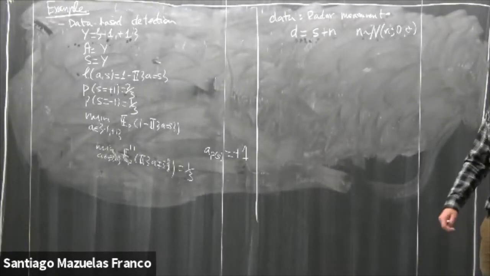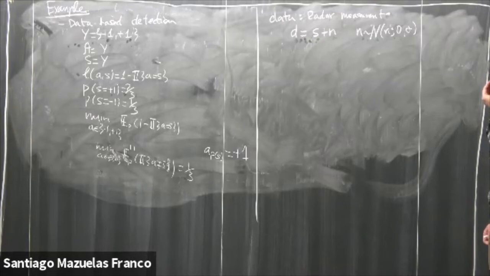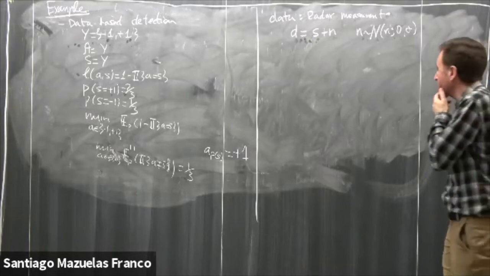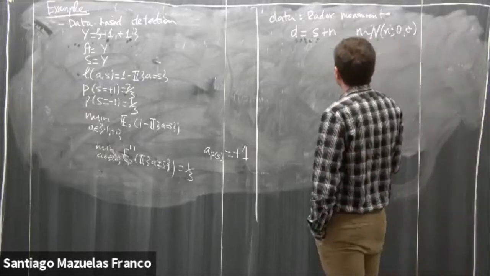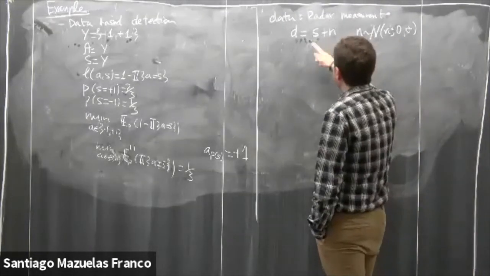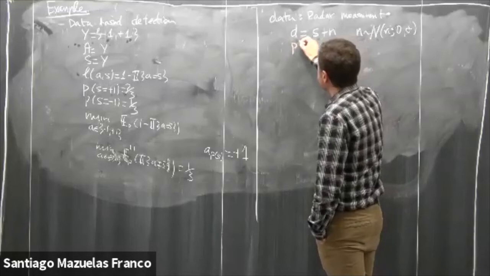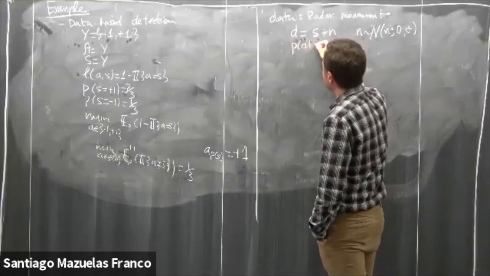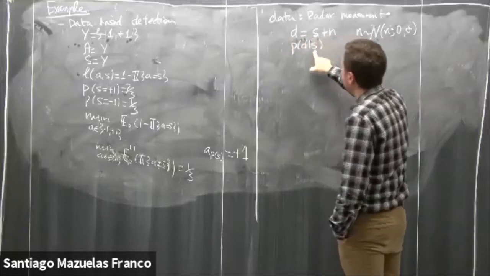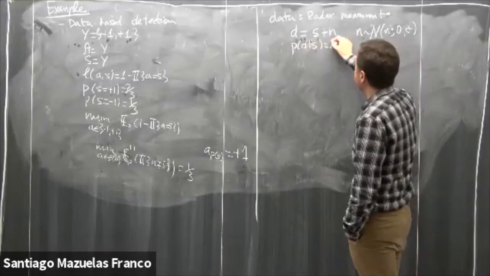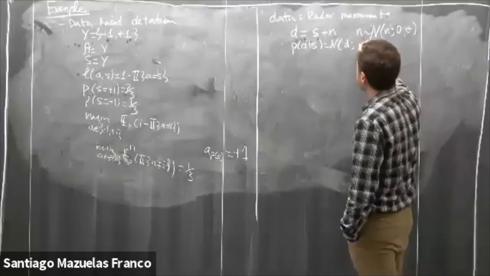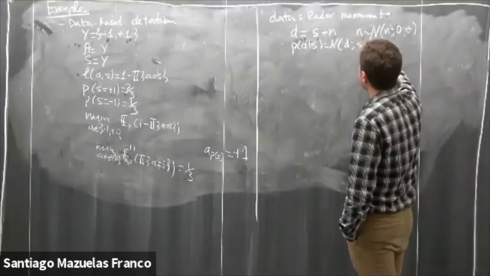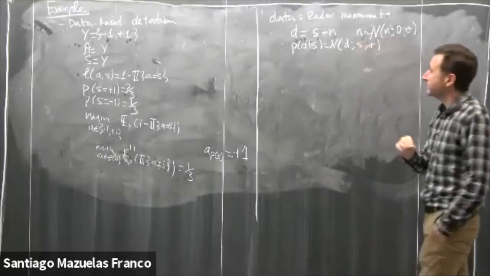Okay, so this is almost the simplest model, but just to start with something simple. So the other way to write this is that the distribution of the output of the radar, given the value of S, is going to be a Gaussian distribution. The variable is going to be D, the mean is going to be S, and the standard deviation is going to be sigma.